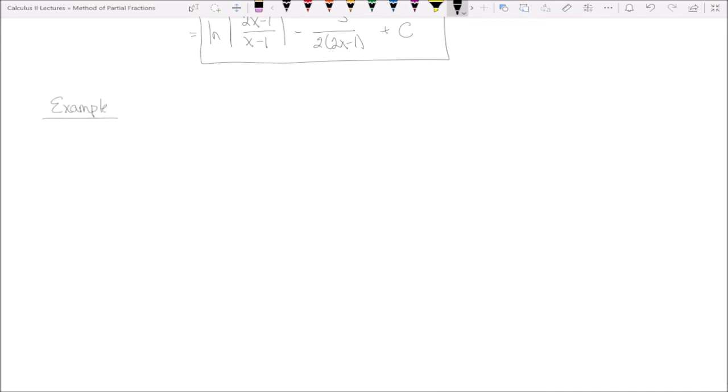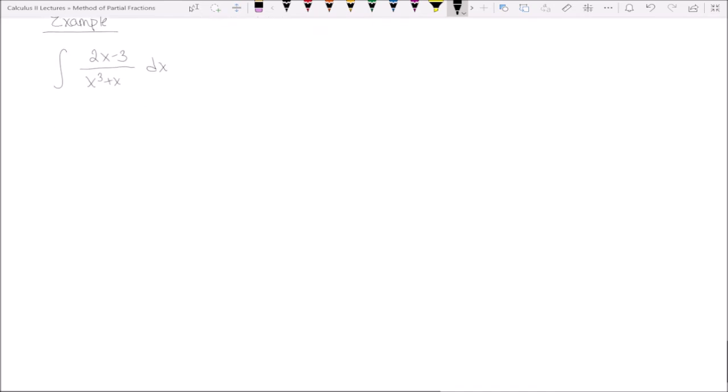Now let's take a look. Antiderivative, 2x minus 3 over x cubed plus x. Again, this is already proper. So let's completely factor the denominator. We'll have 2x minus 3 over x times x squared plus 1. Right, that is fully factored.